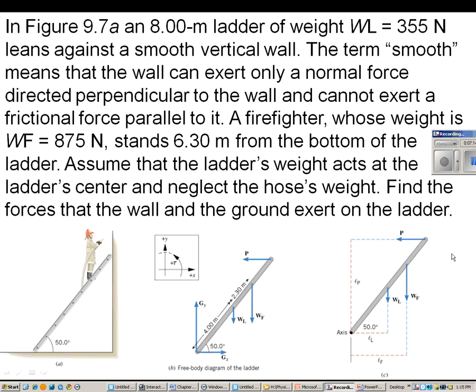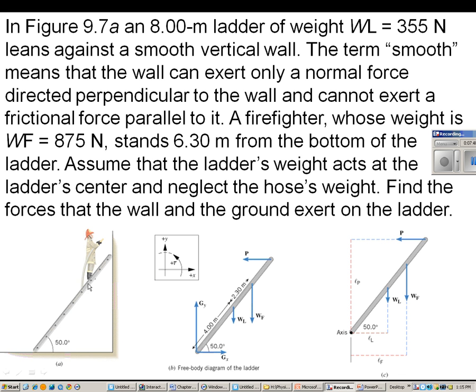A firefighter whose weight is 875 newtons stands 6.3 meters from the bottom of the ladder. Assume that the ladder's weight acts at the ladder's center and neglect the hose's weight. Find the forces that the wall and the ground exert on the ladder. So they want us to solve for push P here from the wall, and they want us to solve for this Gx and this Gy.